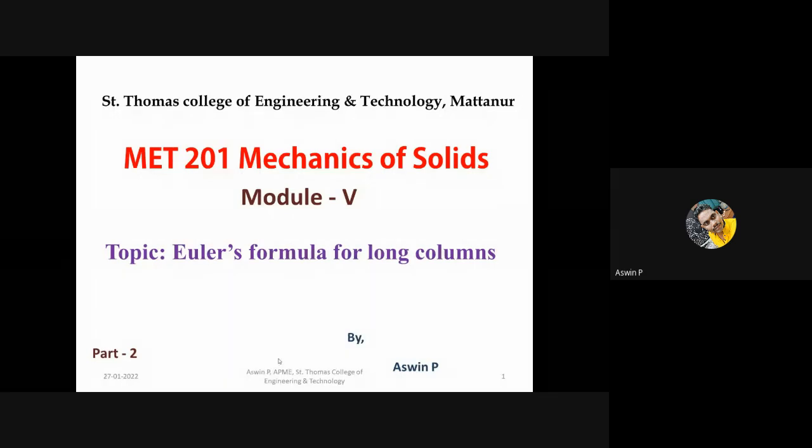In the previous class, we discussed the first part of module 5, that is column and strut. In a strut, structural elements can be in horizontal, inclined or vertical direction. For a column, it's purely vertical. When comparing strut and column, the difference is cross-sectional area. For a strut, the cross-sectional area is less, but in the case of a column, the cross-sectional area is high. So automatically, the column can carry very heavy compressive load, but a strut cannot carry high compressive load.